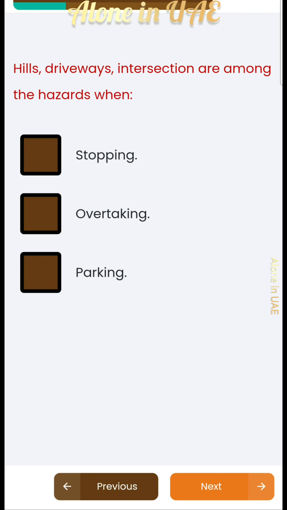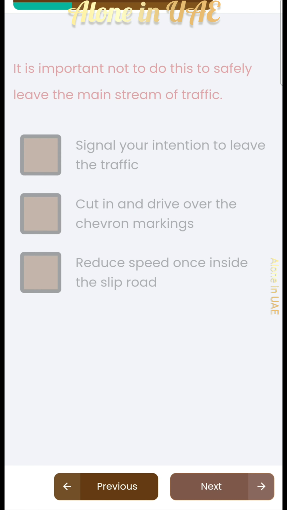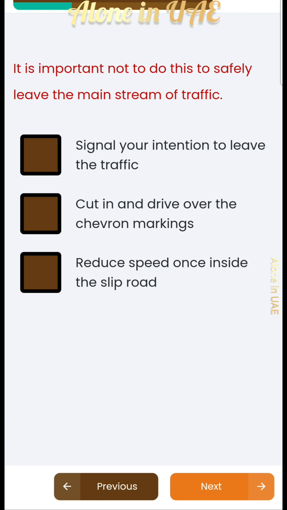Hills, driveways and intersections are among the hazards when overtaking. It is important not to do this to safely leave the main stream of traffic: cut in and drive over the chevron markings.